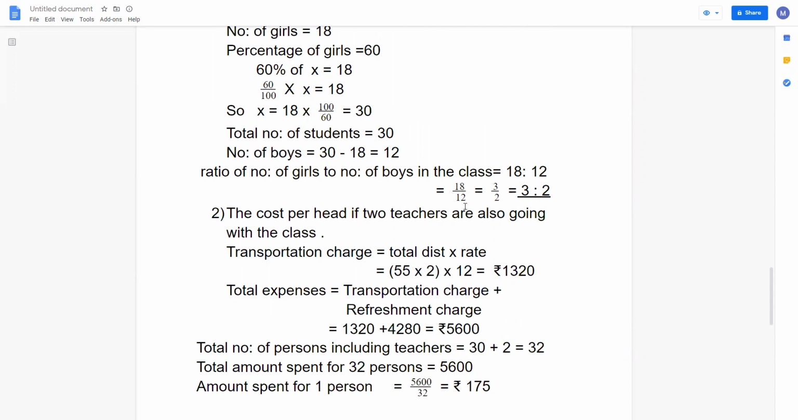18 is to 12 equal to fractional form 18 upon 12. So simplifying, reduced form of this fraction is 3 by 2. So if you write in is to form, it is 3 is to 2. Whenever we write the final answer of the ratio, it should be in the simplest form or the reduced form. You don't write 18 is to 12. You have to find the reduced form of the fraction. So ratio of number of girls to number of boys in the class is 3 is to 2. So we have completed first answer.